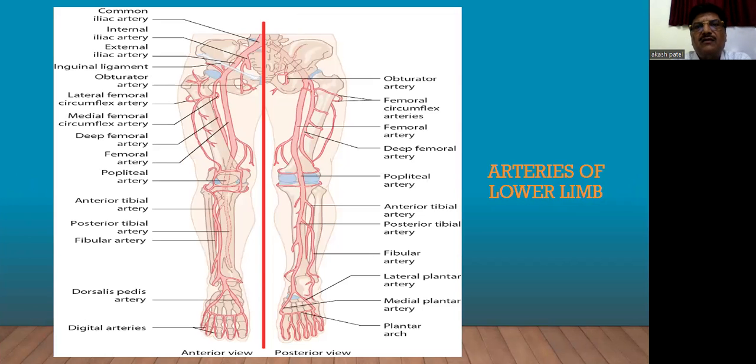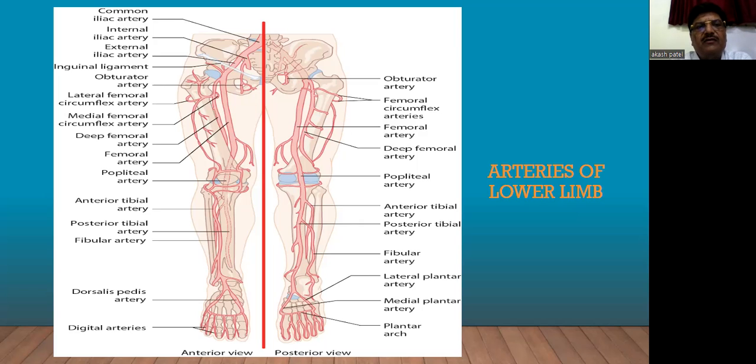Now, similarly, the arteries of the lower limb. The arteries of the lower limb start from the abdominal aorta. The abdominal aorta at the level of L4, L5 divides into two common iliac arteries. The common iliac again divides near the sacroiliac joints into internal iliac and external iliac. The external iliac artery continues under the inguinal ligament as the common femoral artery.